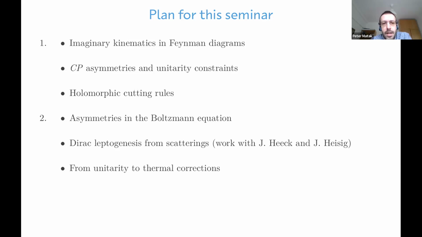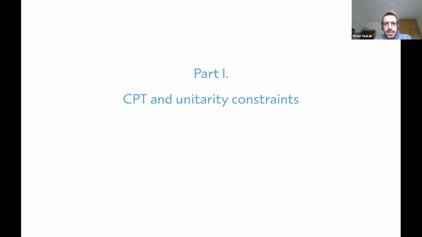In the second part, I will jump to the application of the CP asymmetry calculations in the Boltzmann equation, so the kinetic theory. Then there will be a short example on Dirac leptogenesis from scattering. This is recent work with Julian Heek and Jan Heesik from Virginia and from Aachen. And then I will briefly comment on unitarity and how we can get some approximation of thermal corrections in this way. Okay, so let's start with the first part.